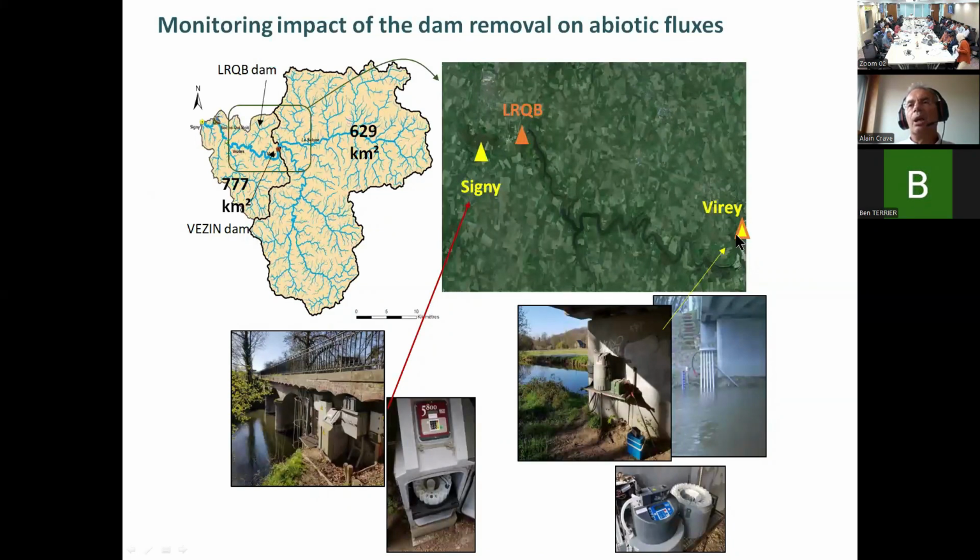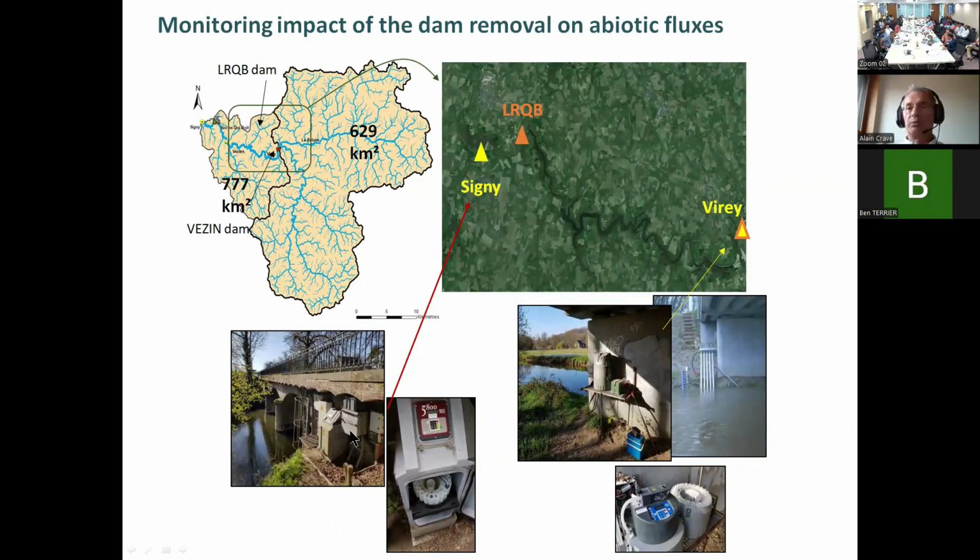One is upstream of the two dams. Here you can see, with the Google pictures, the lakes of the dams. You have the Vézard Dam, which is here, and La Roche-qui-Boit Dam here. And you have one station upstream, which is called Viré, and another station, which is Signy. At both of the stations, you have different equipment.